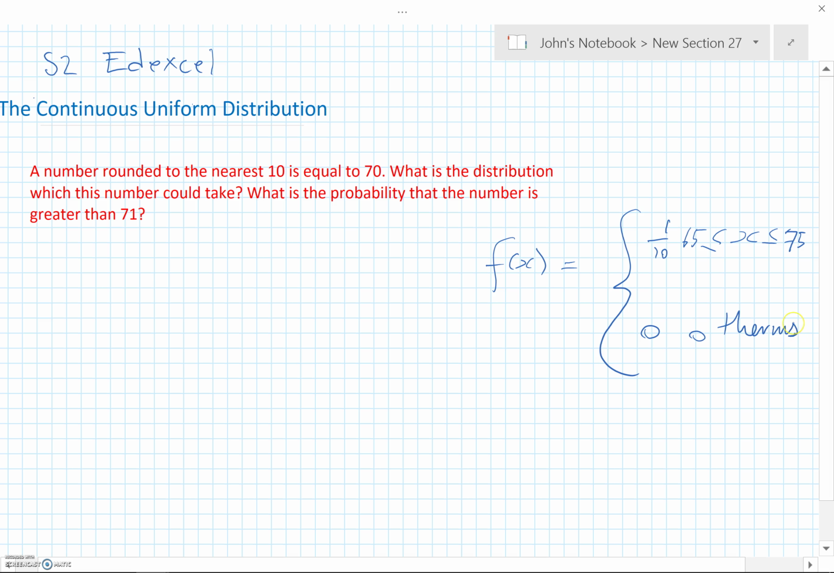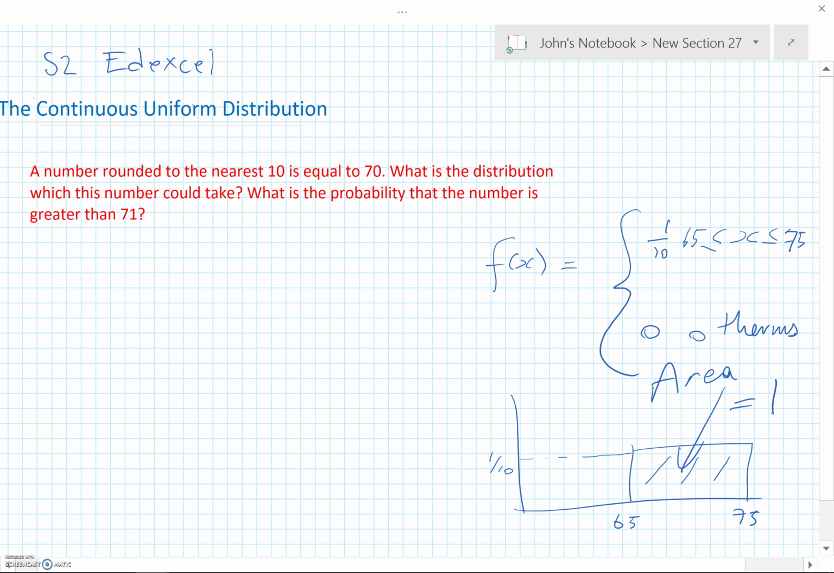And that will describe the probability, and it will be basically the graph of it. We'd have 1/10 here, and 65, 75. Notice the 1/10 has got to be here so that the area of this equals 1. So that's a practical example of the continuous uniform distribution, one where there's some relevance to the kind of data that we might come across in the real world.